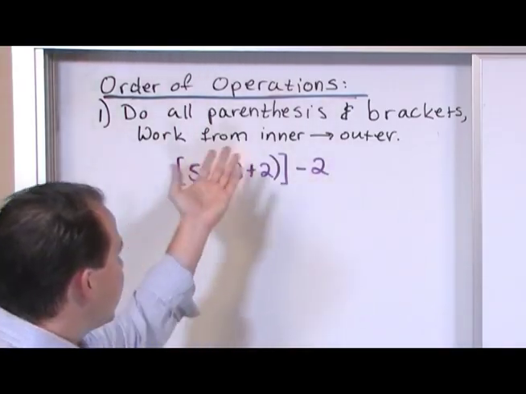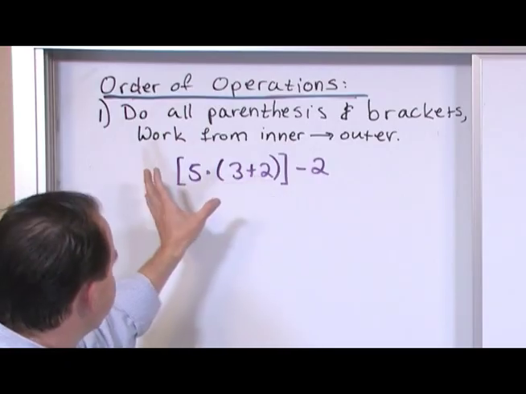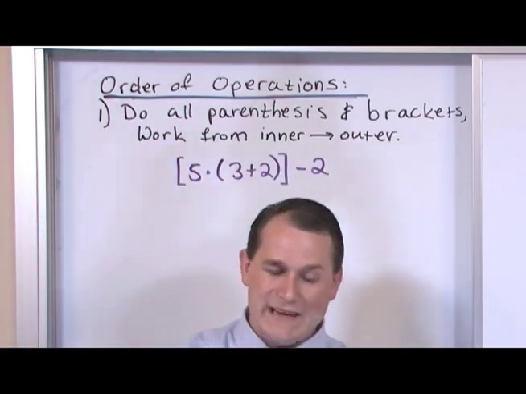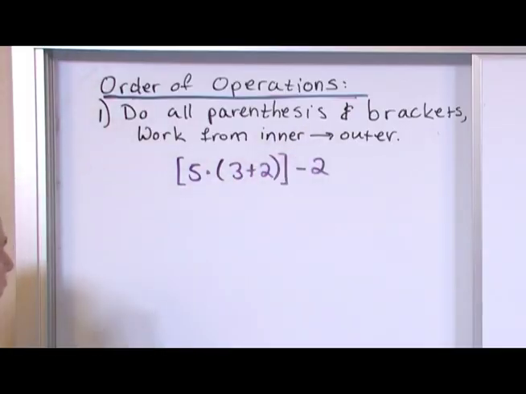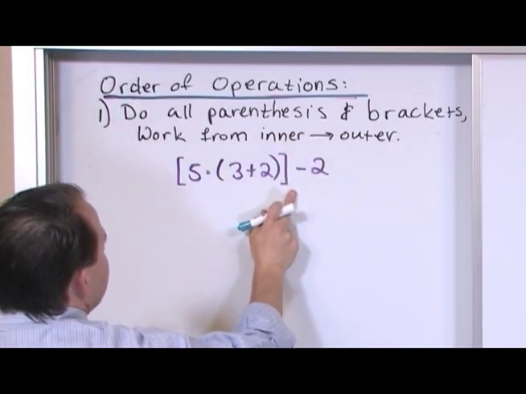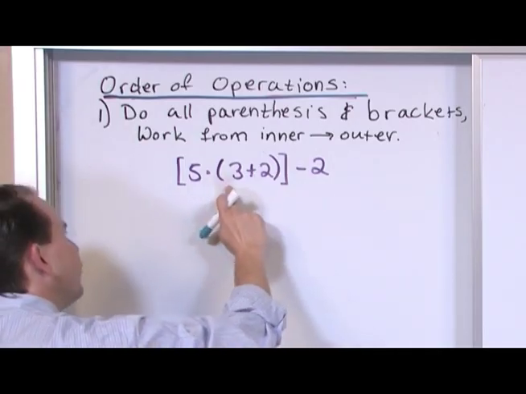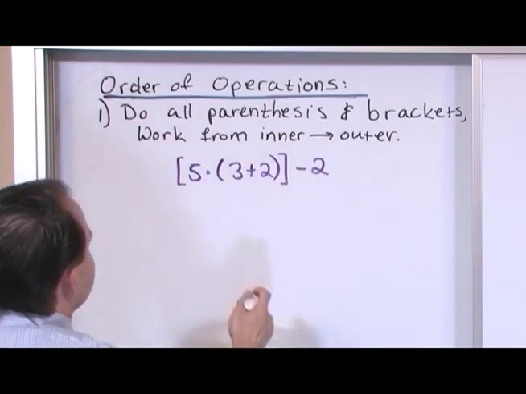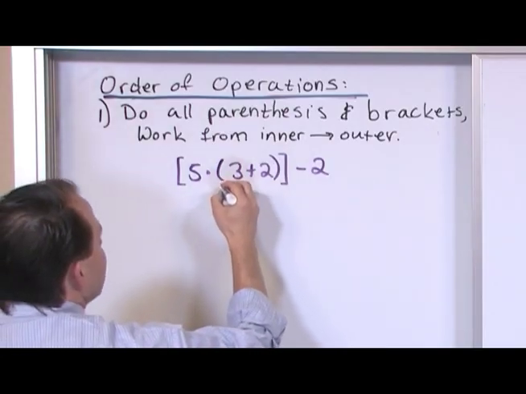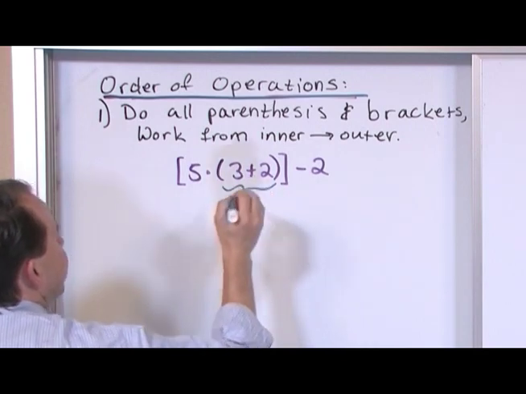Now, if you have multiple sets of parentheses or brackets, in this case we have 2 because we have this set of parentheses and we have this set of brackets, then you work from the inside out. So that's what I mean, from inner to outer. So in this case, we have brackets here, and then we have parentheses. So what we need to do is first work on the innermost set of parentheses. So the first thing we would do is we would say 3 plus 2, and I'm going to show you that with this little squiggly line, that's going to equal 5.